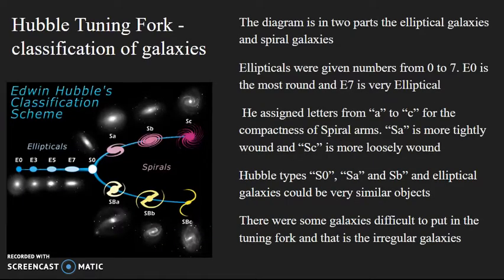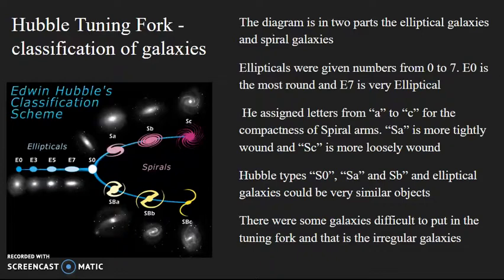Hubble tuning fork, classification of galaxies. The diagram is in two parts, the elliptical galaxies and the spiral galaxies. Ellipticals were given numbers from 0 to 7. E0 is the most round and E7 is very elliptical. Hubble assigned letters from A to Z for the compactness of spiral arms. SA is more tightly wound and SC is more loosely wound.